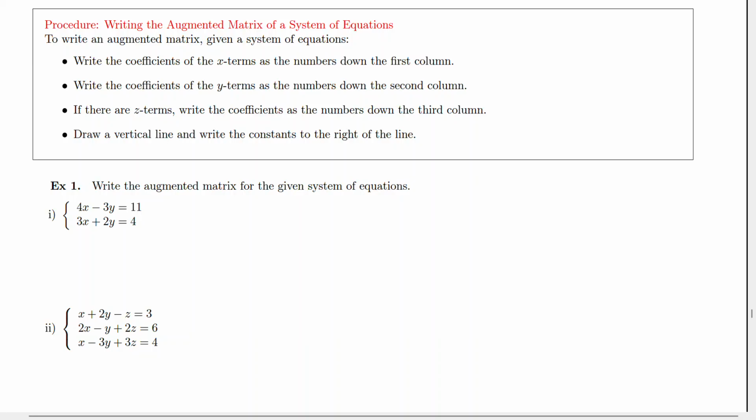So in other terms, if I have a system of equations which consists of the equations 4x minus 3y equal to 11 and another equation 3x plus 2y equals 4, I can take this system and turn it into an augmented matrix, and the matrix for this problem will look like 4, then -3, then 11, then 3 and 2, followed by finally 4. So we just grab the coefficient of the x terms, the coefficient of the y terms, and all the numbers that were after the equal sign.